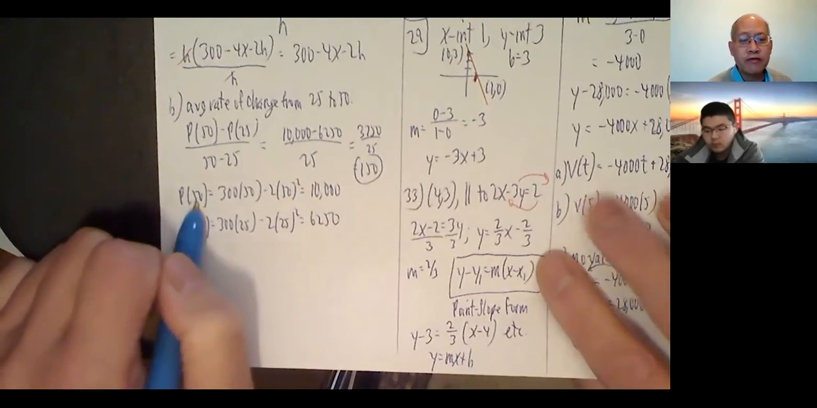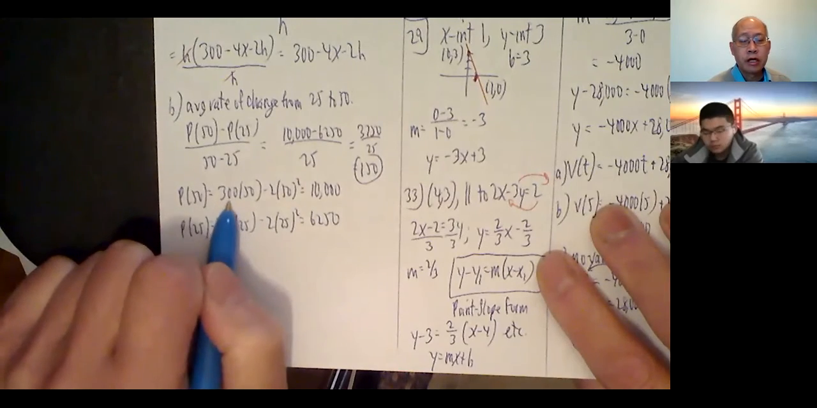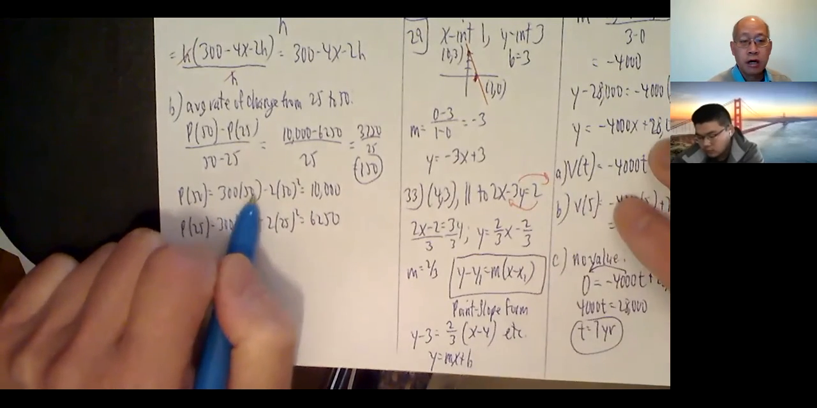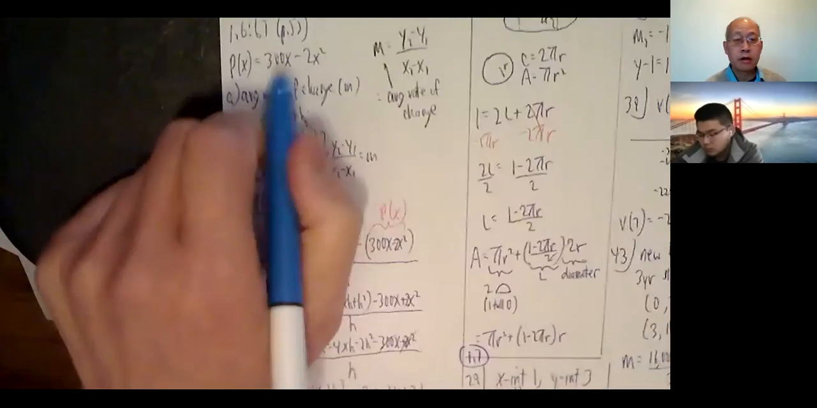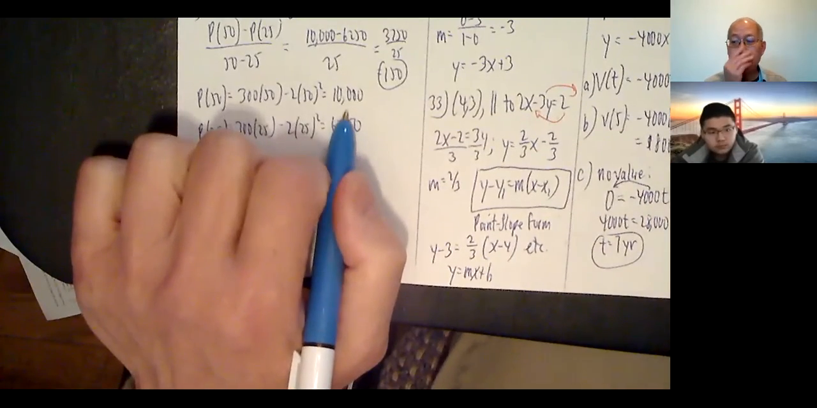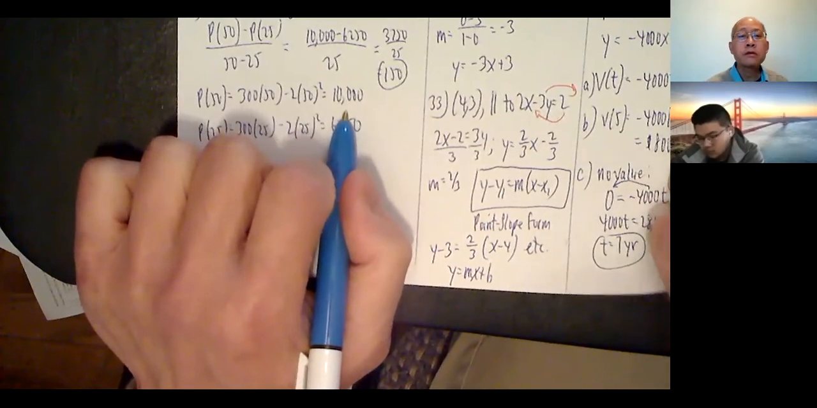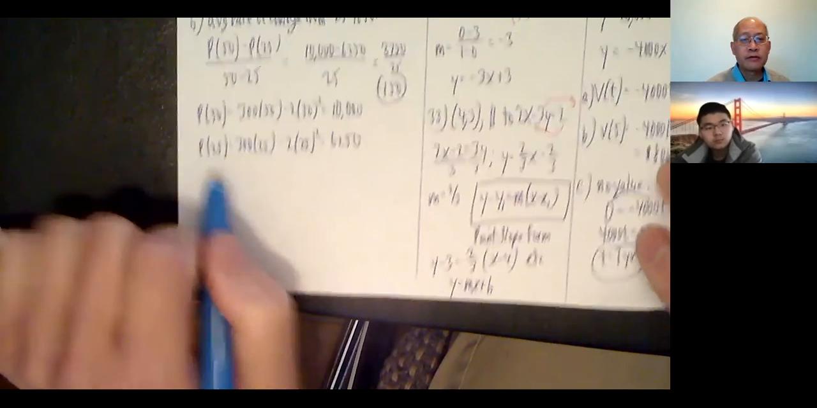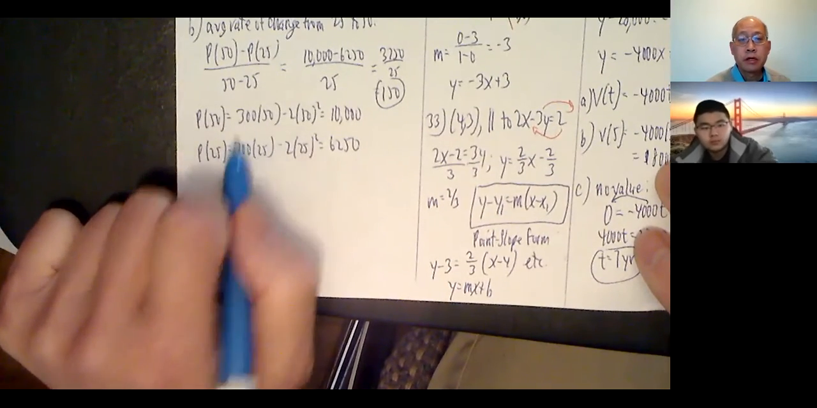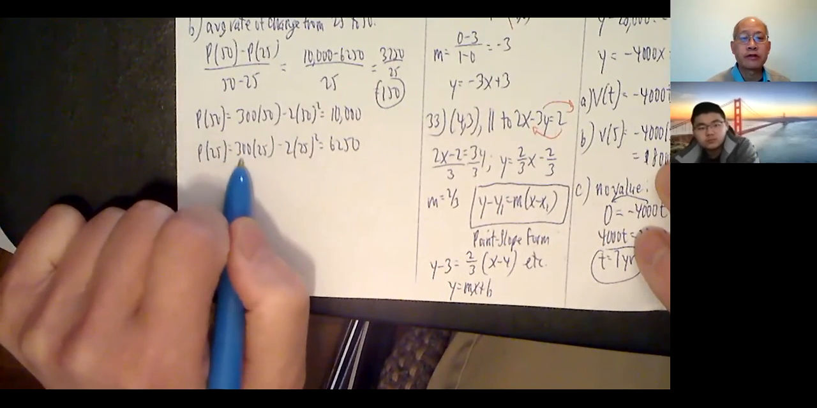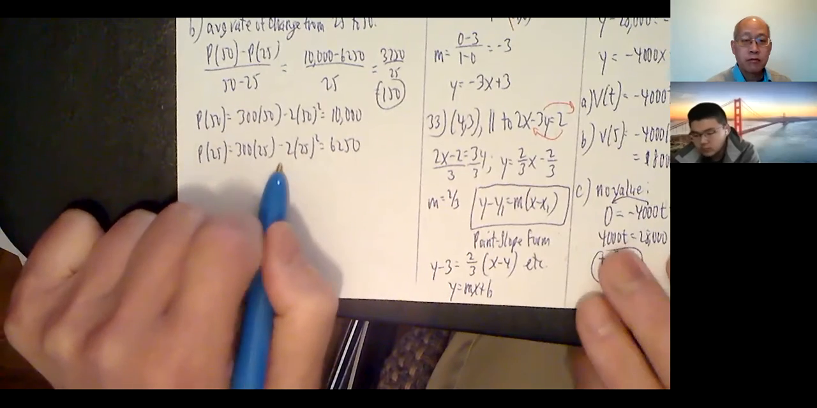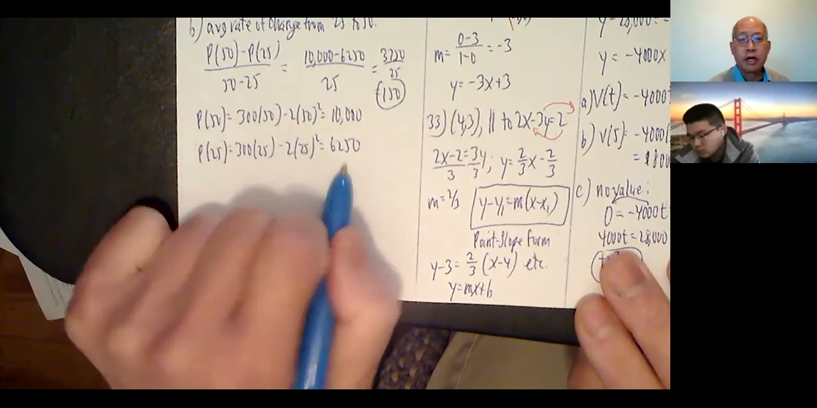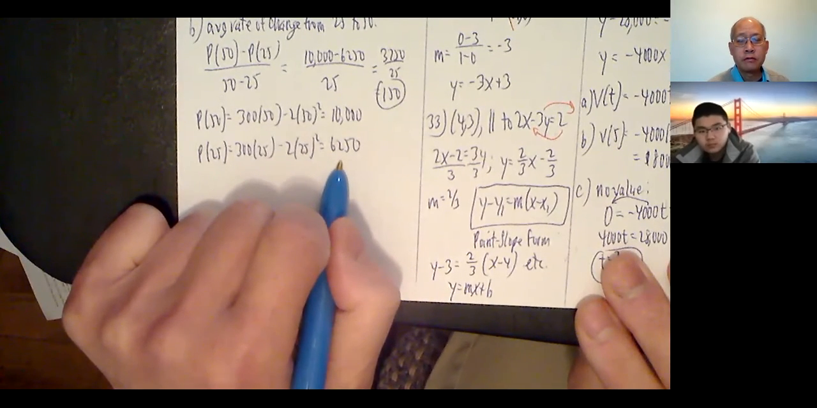So P of 50, plug in 50: 300 times 50, minus 2 times 50 squared, from way back here, comes out to be 10,000. Plug in 25, same function, except now I'm plugging in 25. So 300 times 25 minus 2 times 25 squared comes out to be 6250.